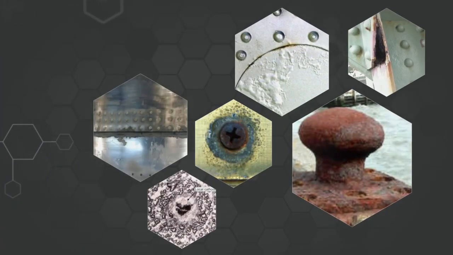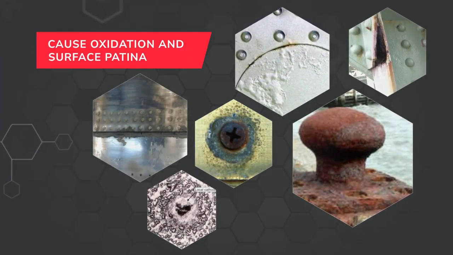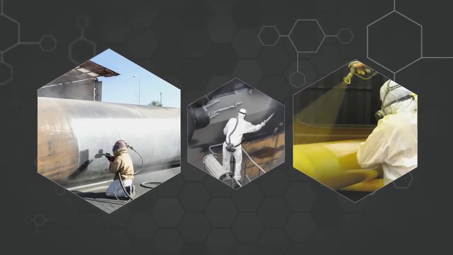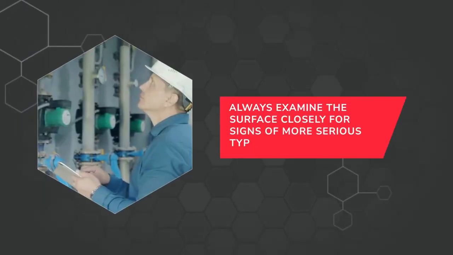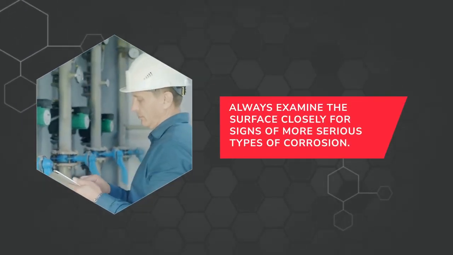When protective coatings break down, this type of corrosion will cause oxidation and surface patina. Surface corrosion should be treated or repaired before general thinning sets in and causes failure. Always examine the surface closely for signs of more serious types of corrosion.